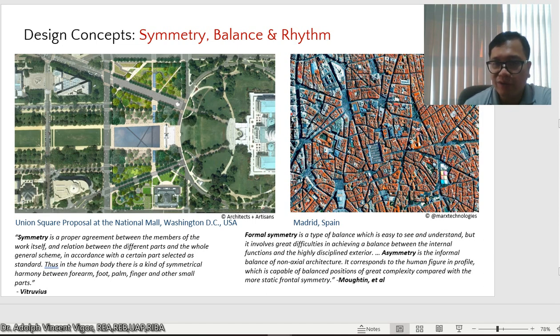And we have also what we call formal symmetry. Formal symmetry is a type of balance which is easy to see and understand, but it involves great difficulties in achieving a balance between the internal functions and the highly disciplined exterior. Asymmetry is the informal balance of non-axial architecture. It corresponds to the human figure in profile, which is capable of balanced positions of great complexity compared with the more static frontal symmetry.